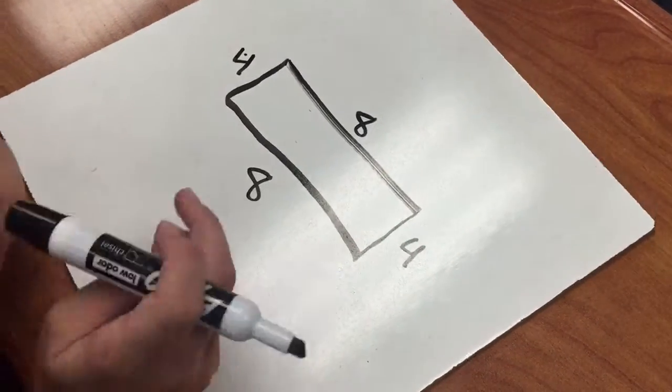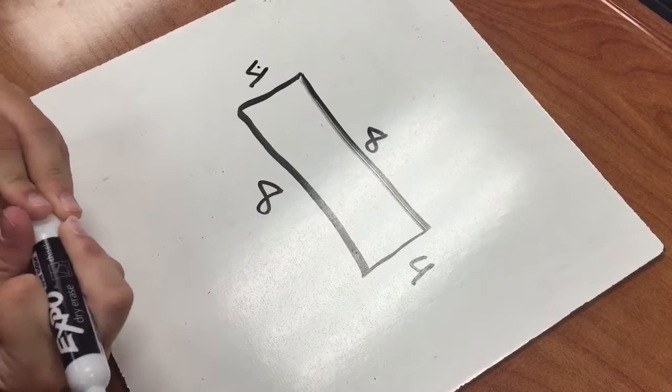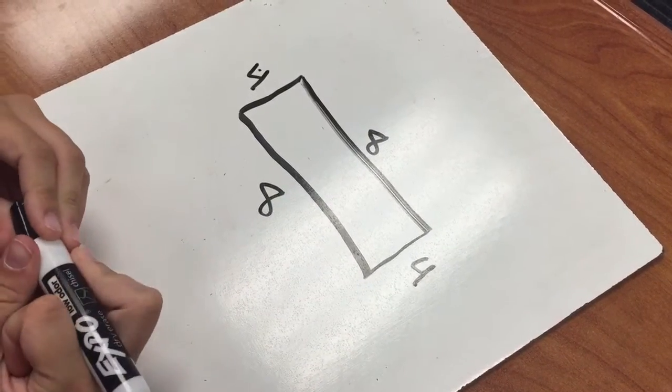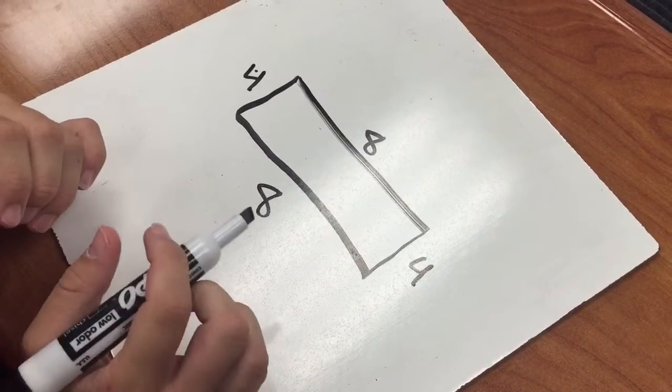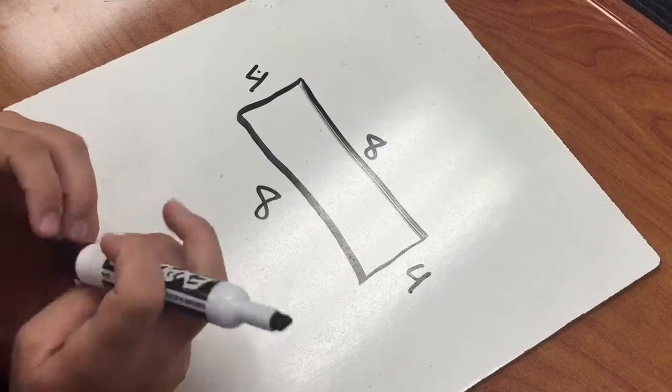Okay, how do you know? Because you would add up all the sides and that would get you your answer. And what would that be? 24.